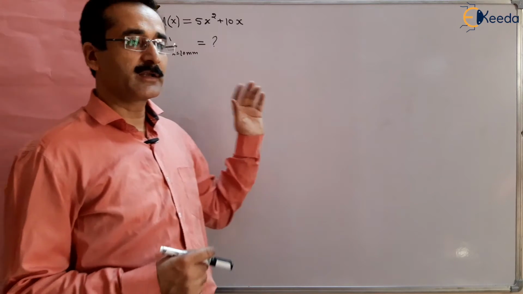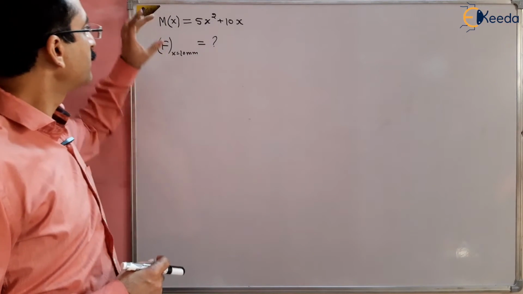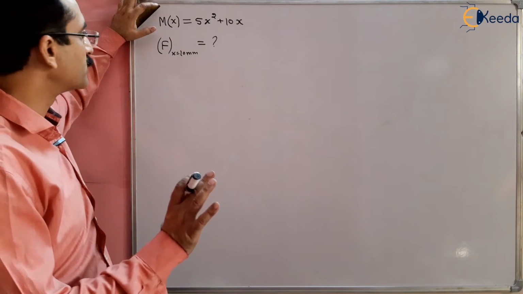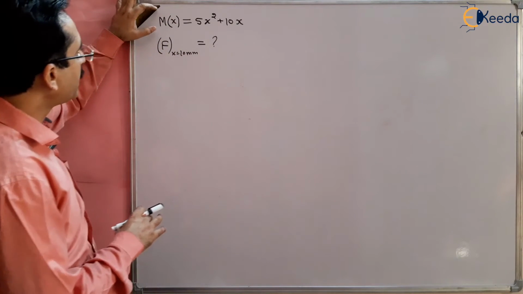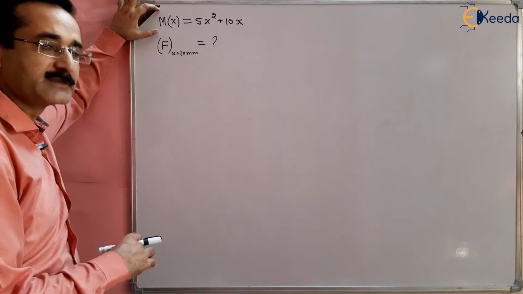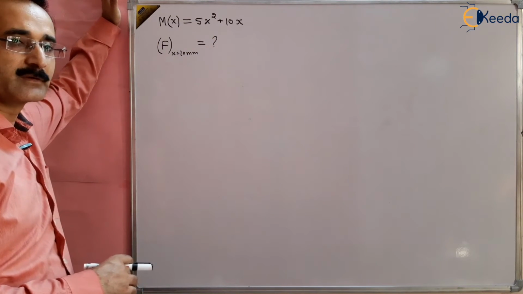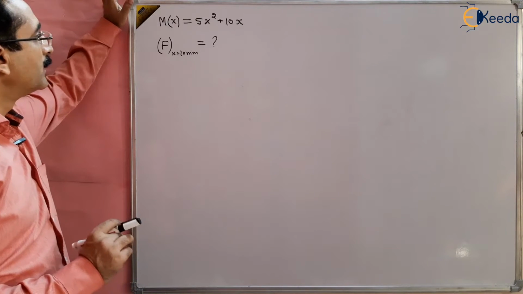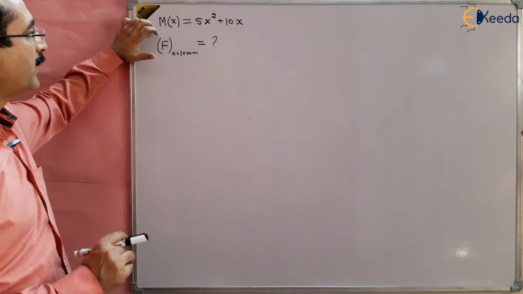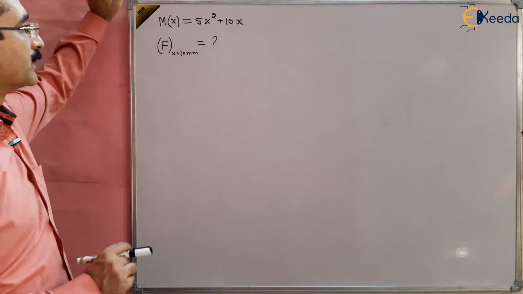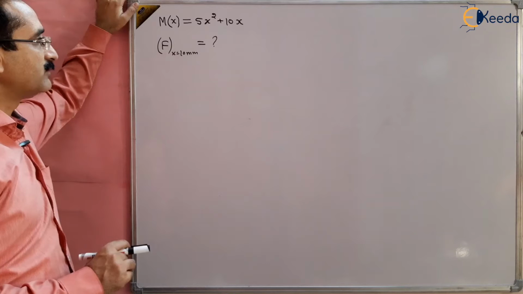In this question we are given a cantilever beam which is loaded by some loads which are not given to us, but the bending moment at a section x is given to us as 5x squared plus 10x. We have to find out the shear force at a distance of 10 millimeter, right? The bending moment is given.